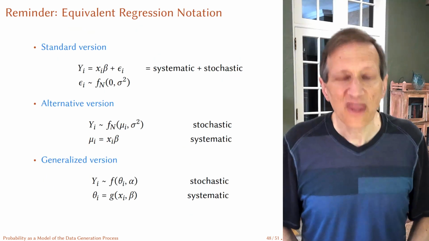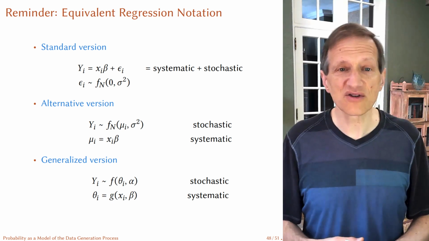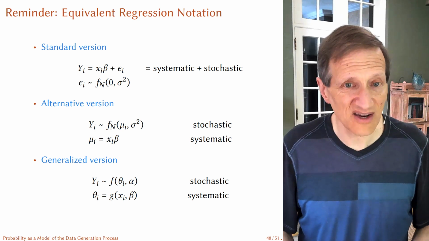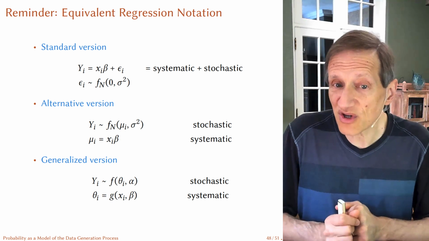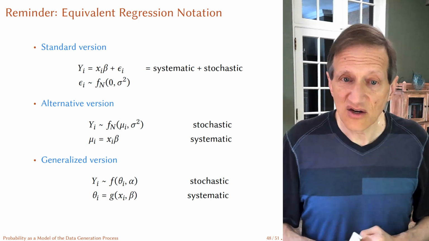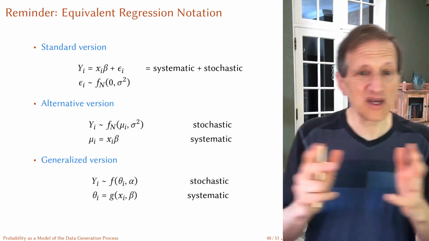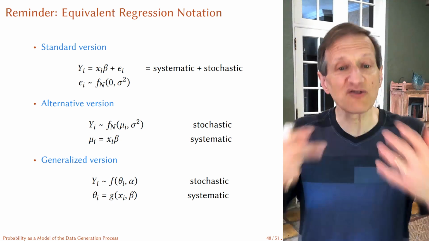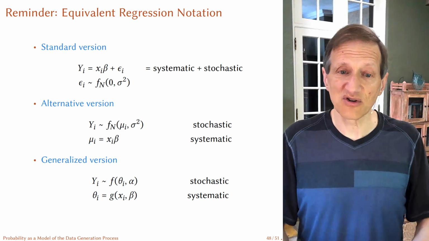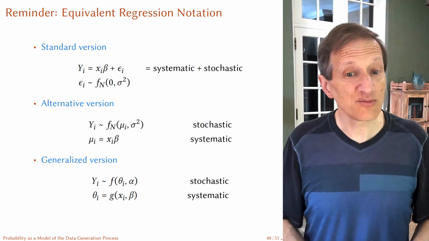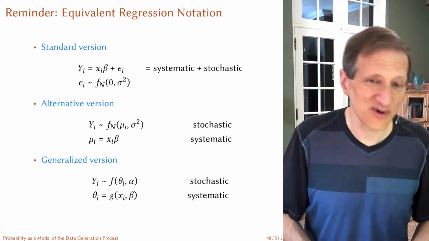All right. Let's remember the regression notation that we had before. This is the standard version, y equals x beta plus epsilon, where epsilon is normally distributed. We have a systematic component plus a stochastic component. There's the alternative version where y is normally distributed with mean mu and variance sigma squared, and the mean is being moved around linearly by the x's. And then the generalized version that enables there to be any distribution f, any functional form g, any specific quantity that would vary over the observations theta, and any set of ancillary parameters alpha, etc.